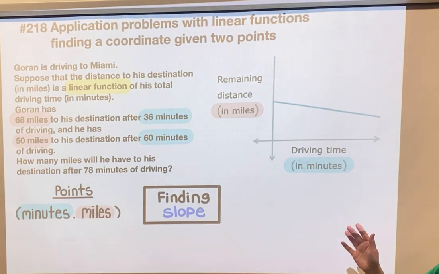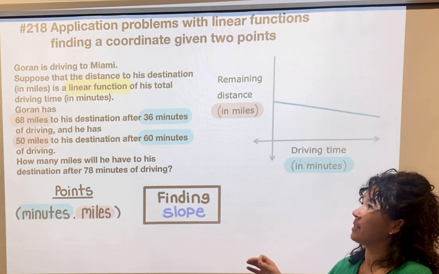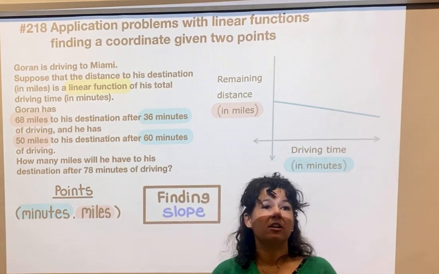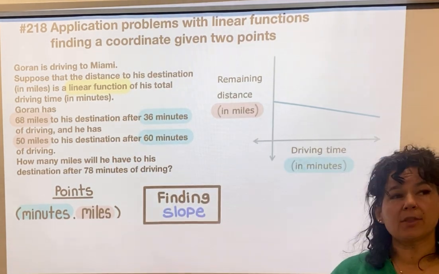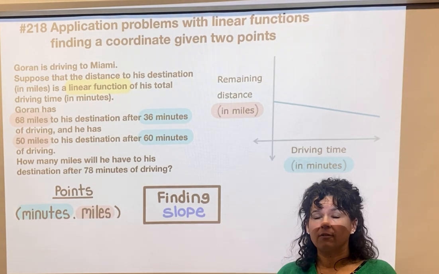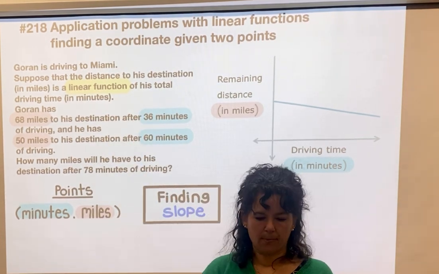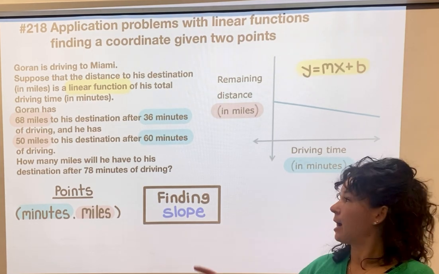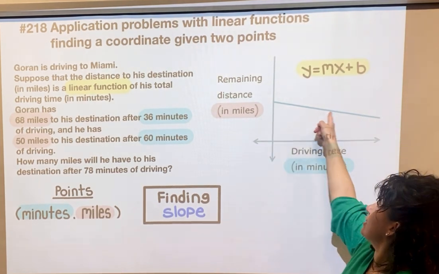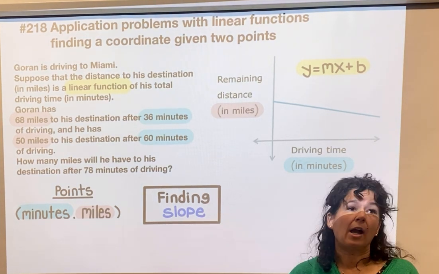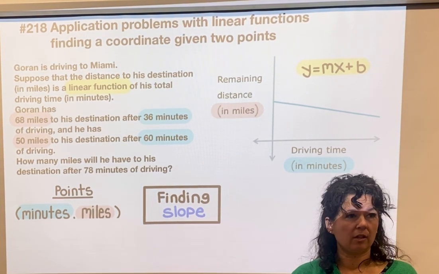Okay, the other thing that stands out in the story problem is that this situation is a linear function. And as soon as you see that something is a linear function, fancy word linear, line, linear, it's a line. So I know that I can represent this line with y equals mx plus b. So I need to figure out what is the equation of the line.